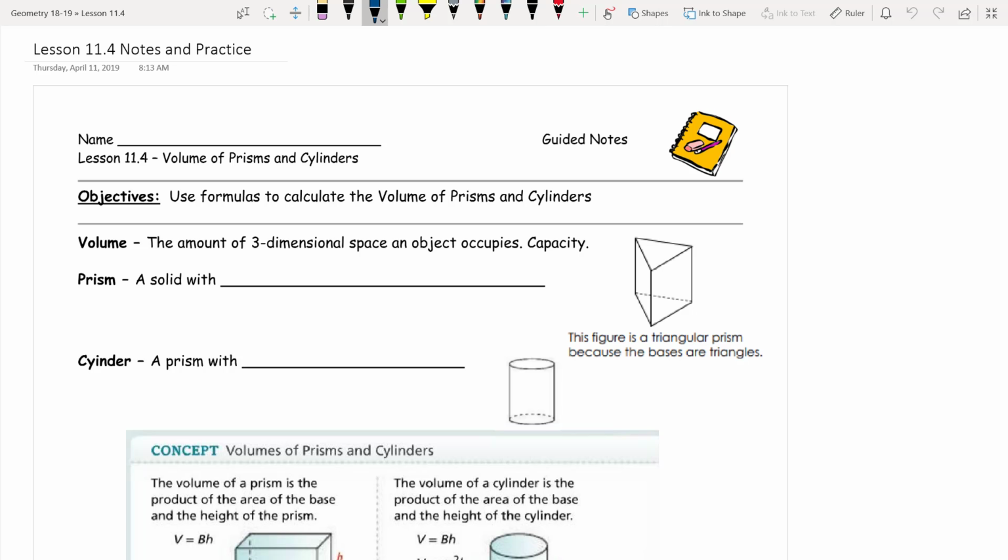The prism is a solid with polygon bases. So the bases of our prism could be triangles, rectangles, squares, trapezoids, hexagons, pentagons, you name it, and it's there. So we've got all of those different types out there. And then a cylinder is really just a specific case of a prism. A cylinder is a prism with circular bases.